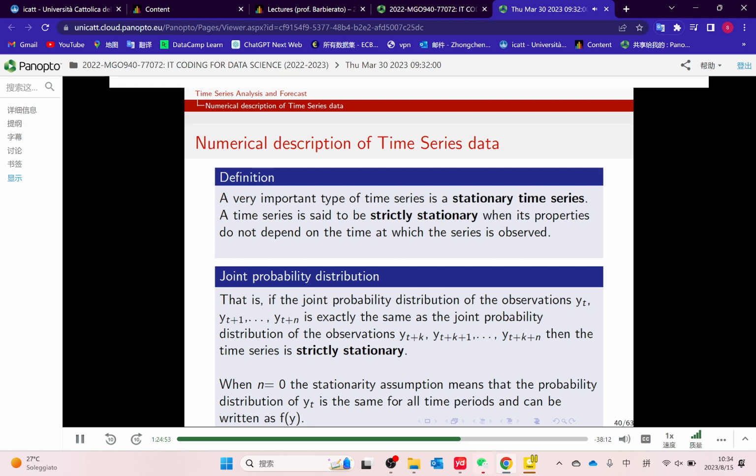Here, the slide even says that it's strictly stationary, because there are some cases where you might have a condition for weakly stationary, but in general, the message is that the time series is stationary if there are no deviations from the average and the variance. These are the two most important moments that you study in statistics.